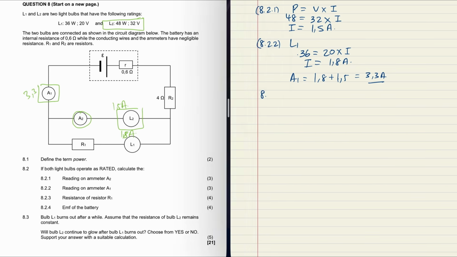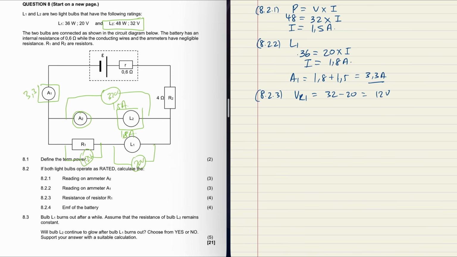Question 8.2.3 says calculate the resistance of R1. If we look at L2 for a second, we can see that it's using up 32 volts. So this whole branch is using up 32 volts. Now we know that the voltage in parallel needs to be the same. So if L1 is using up 20 volts, that means R1 must be using up 12 volts, because 12 and 20 gives us 32. So the voltage for R1 is 32 minus 20, which is 12 volts.